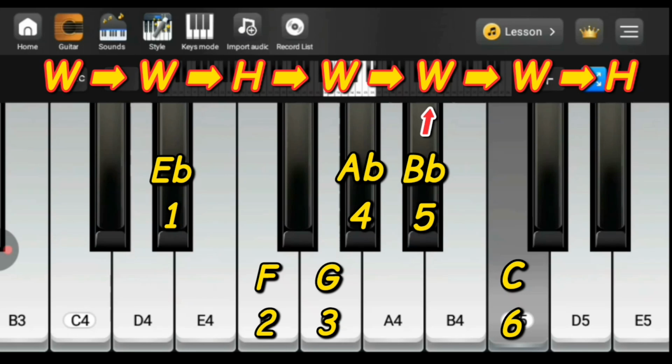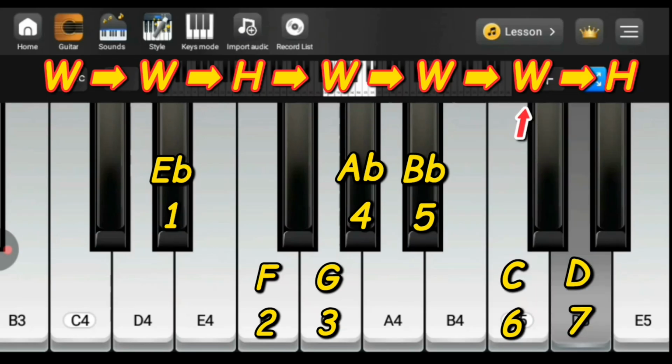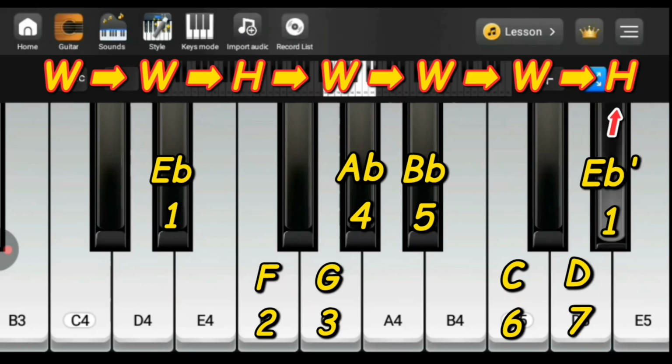So from here, the formula says we move a whole step again. So we skip one note, skip this one and we come here. This is our seventh note in the scale. And from here, lastly, the formula says we move a half step. So from here, we move a half step and we are back to our starting note again, but in the higher octave. So from E flat to another E flat, you can see.